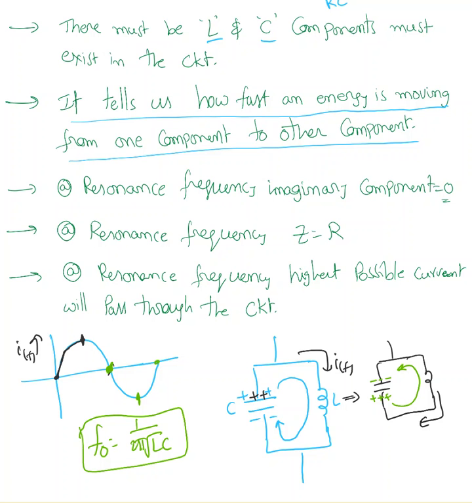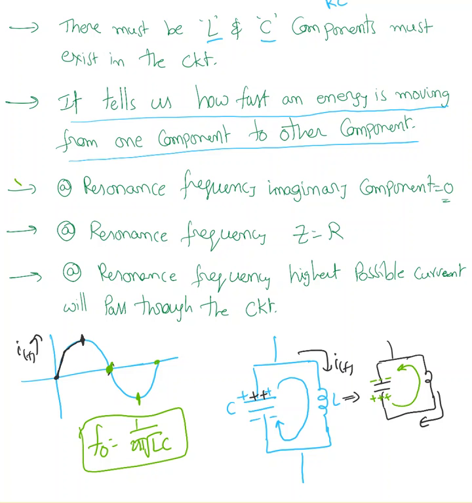Resonant frequency is nothing but a measure of how fast energy is moving from one energy storage element to another energy storage element. There must be L and C in the circuit, then only there will be a resonant frequency.